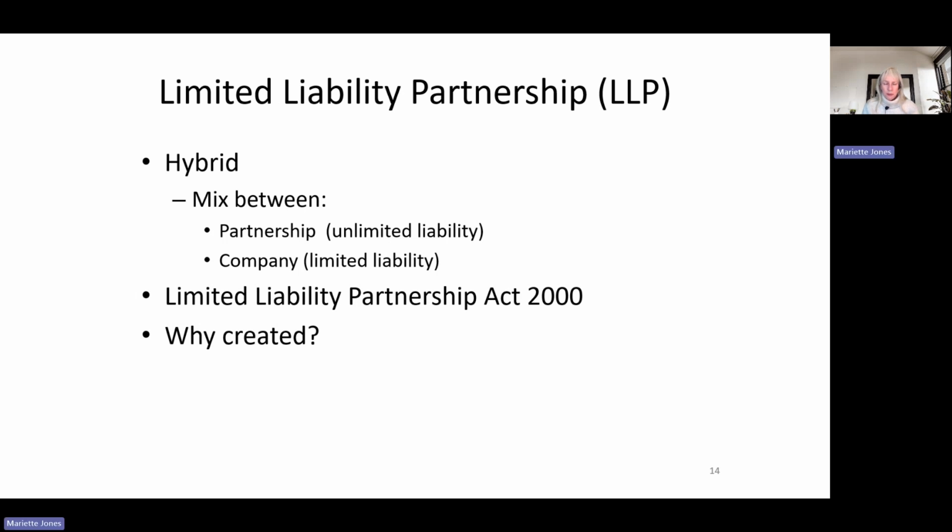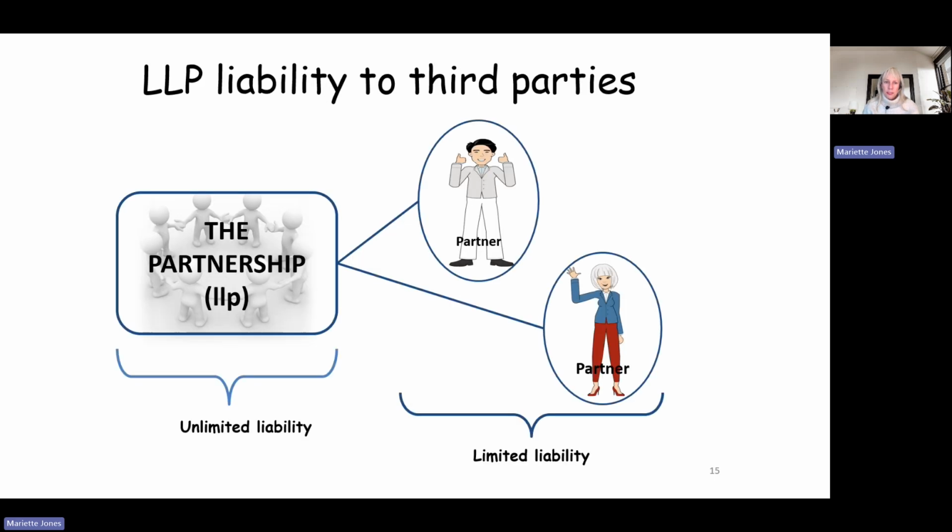Next, the limited liability partnership. Once again, don't confuse this with the limited partnership or the sleeping partnership, which we've just looked at. The limited liability partnership, or LLP, combines features of both companies and partnerships. Established under the Limited Liability Partnership Act 2000, it provides the organizational flexibility of a partnership with the limited liability of a company. This therefore accommodates professions such as the medical or legal profession, where practitioners are by law not allowed to form companies. The LLP has a separate legal personality.